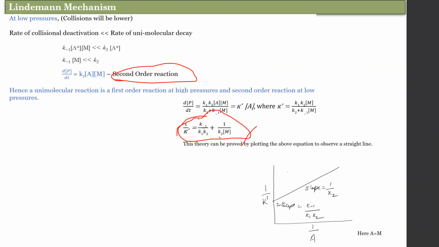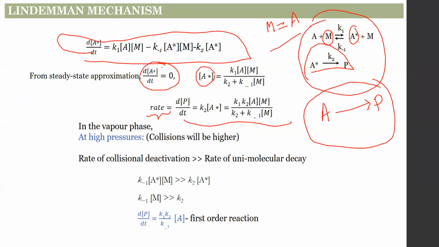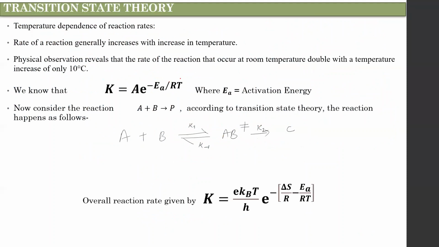Here k1 is the rate of collisional activation, k minus 1 is the rate of collisional deactivation, and k2 is the unimolecular decay. The change of the reaction mechanism at different pressures is described by the Lindemann mechanism. Here the mechanism is neatly described, you can follow through it. And this is also the equilibrium constant and rate constant relation. Another theory is called transition state theory.